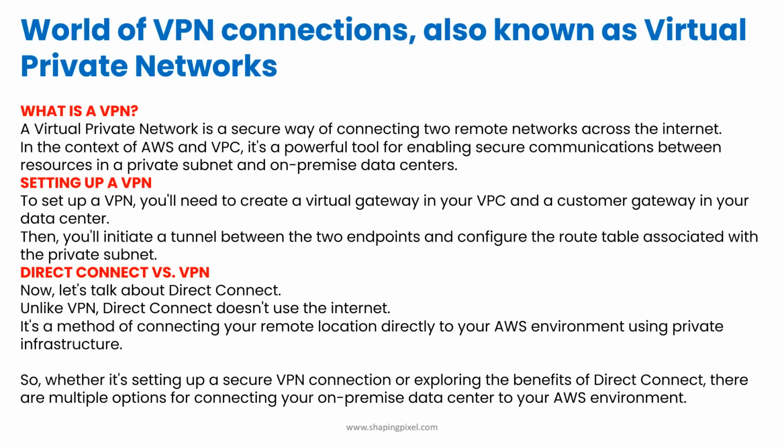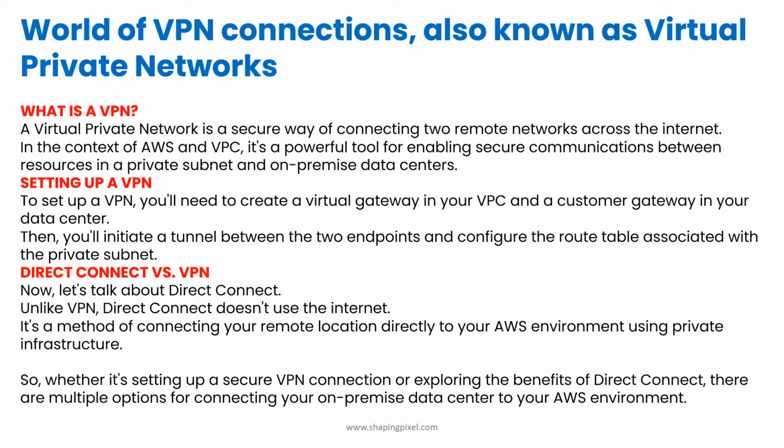So let's dive into the world of VPN connections, also known as virtual private networks. A virtual private network is a secure way of connecting two remote networks across the internet. In the context of AWS and VPC, it's a powerful tool for enabling secure communications between resources in a private subnet and on-premises data centers. To set up a VPN, you will need to create a virtual gateway in your VPC and a customer gateway in your data center.